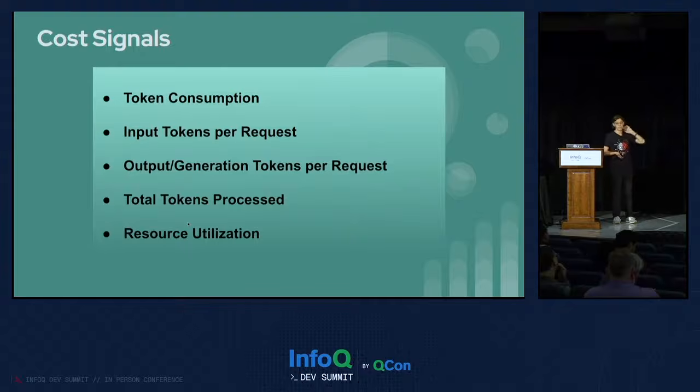And the cost signals are usually token based or GPU utilization based. So a lot of models have a cost per token. So being able to keep track of how many tokens and querying that is very important. And of course, if you have your GPUs, you want to make sure you're using them. So you want to check for underutilization.